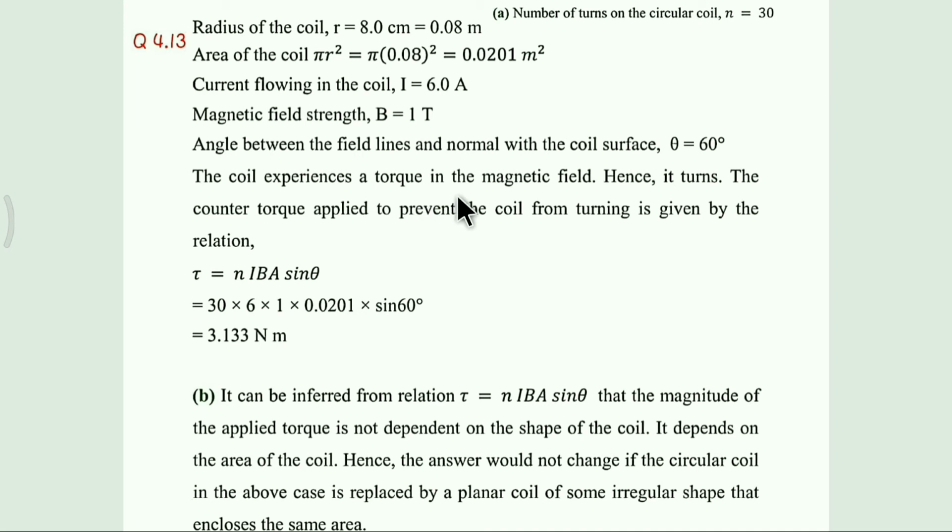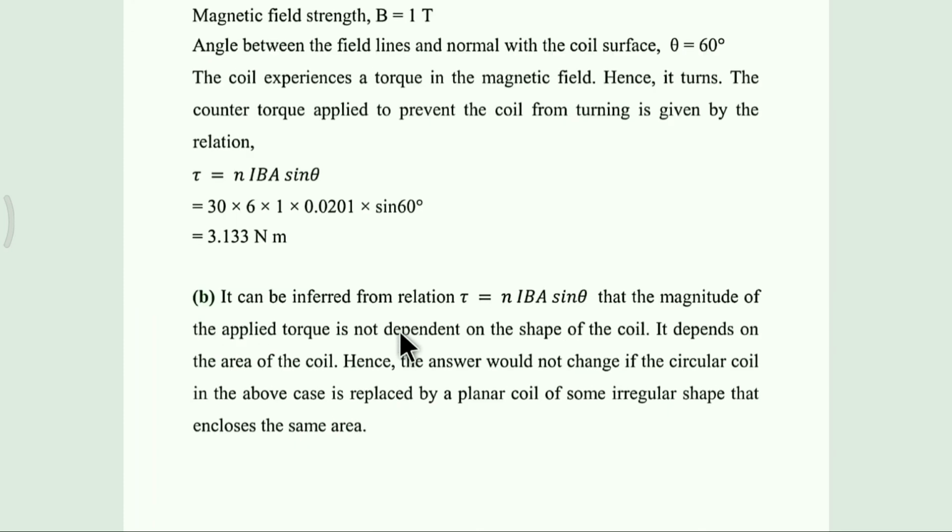The coil experiences torque in the magnetic field. This is nothing but the force experienced by a current carrying conductor in a magnetic field. So the coil experiences a torque in the magnetic field, hence it turns. The counter torque applied to prevent the coil from turning is given by the relation tau is equal to NIAB sin theta. Already I have deduced this in my previous videos, so check it out by clicking the I button. So 30 into 6 into pi r squared into 1 into sin 60, it comes out as 3.133 Newton meter.